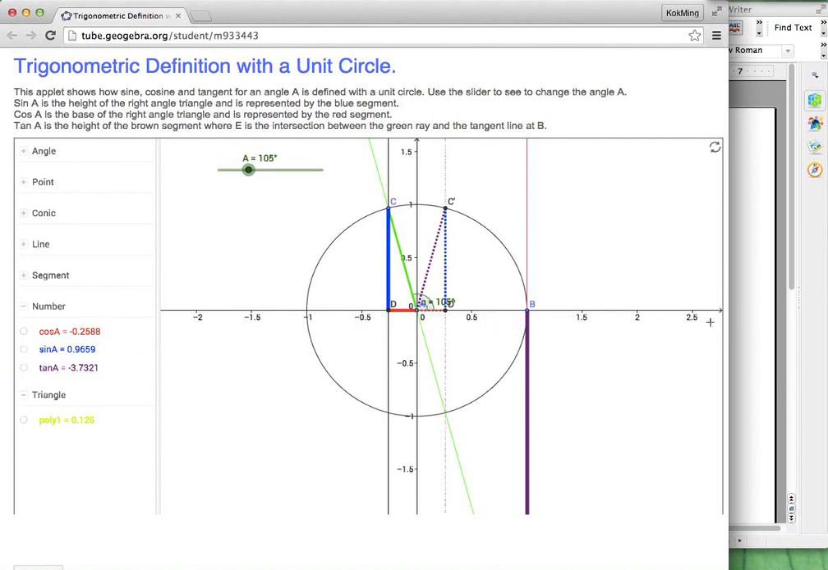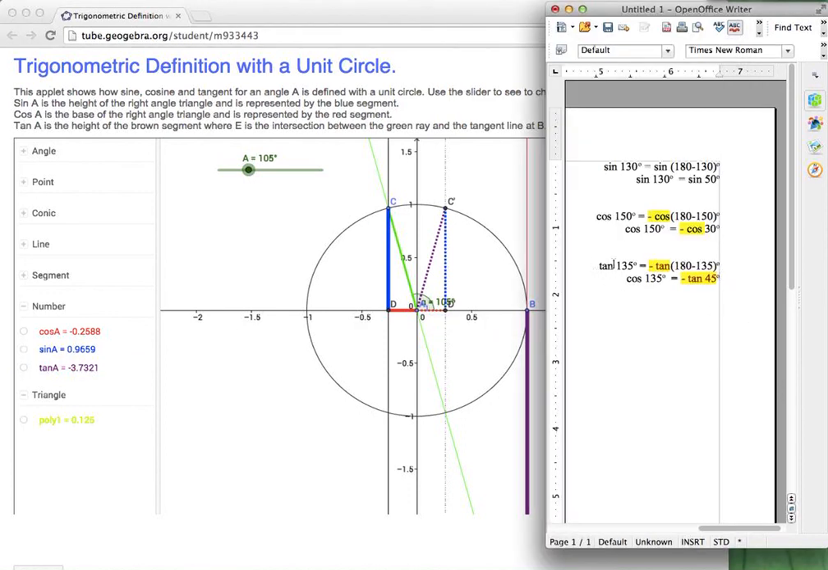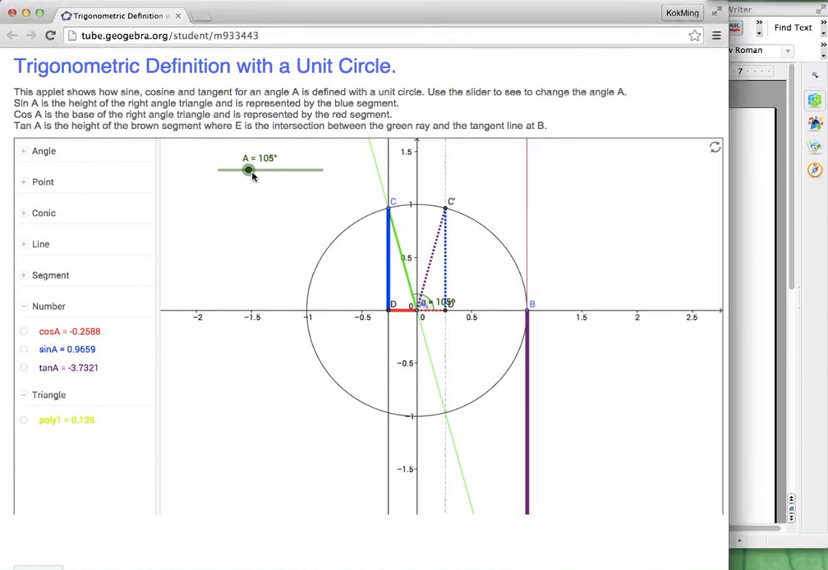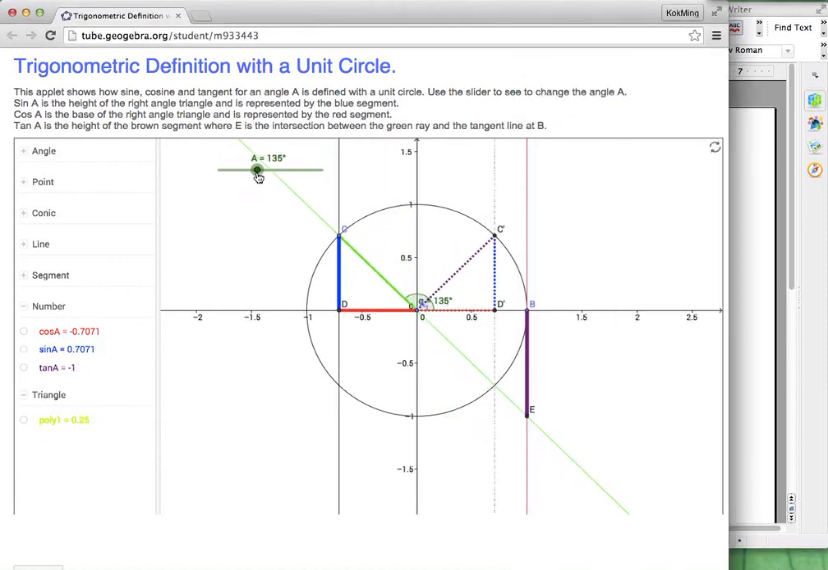So we can think of tangent here. Tangent 135 degrees, for example, is negative of tangent of 180 minus 135, or minus tangent 45. Let's check that. Tangent of 135, see, it should be negative 1.